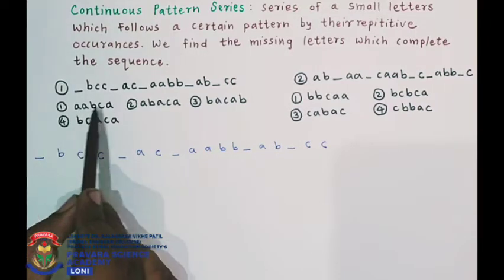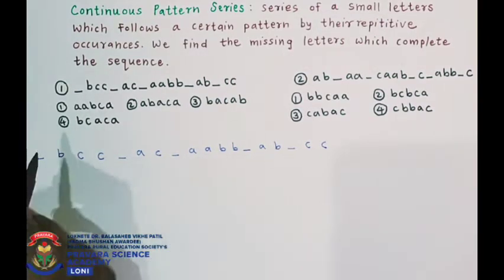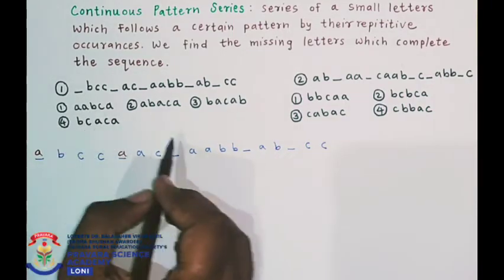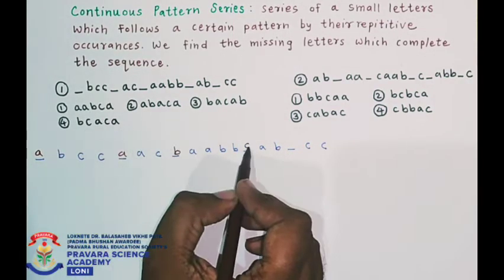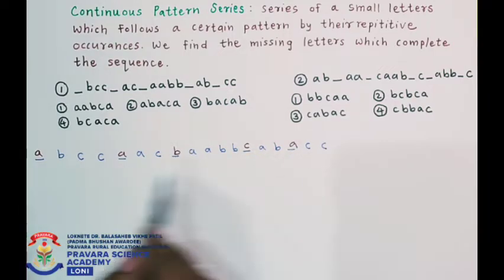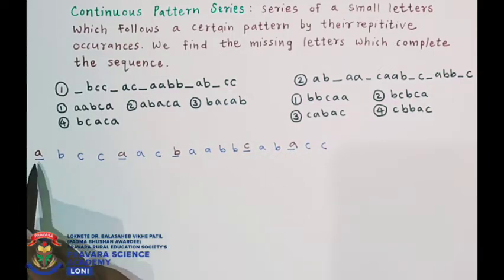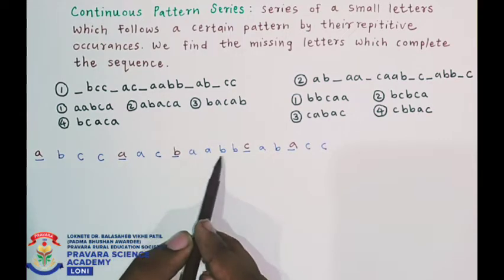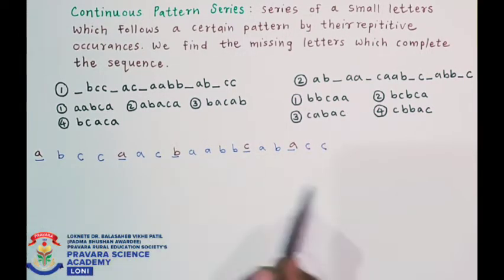Suppose I put these letters at these blank spaces. If I put A here, then A here, B, C and A. Do they make any pattern? So it is A, B, C, C, A, C, B, A, B, B, C. You can see there is no specific pattern followed.